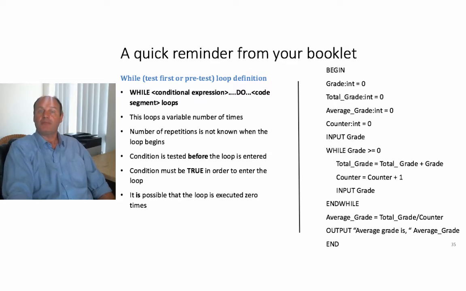If the condition remains true, then the grade just entered is added to the total grade. The while loop is then bookended with the keyword end while. We then have a calculation outside the loop which will calculate the average grade. The average grade is then shown in the output.